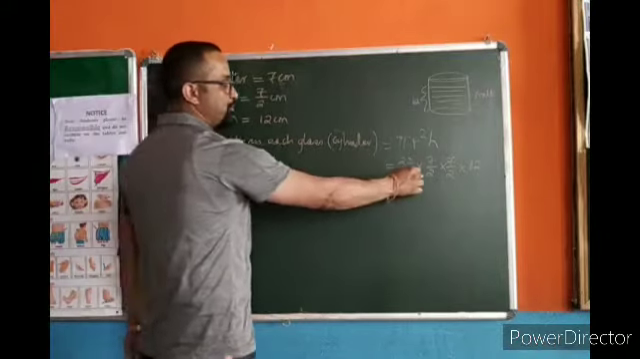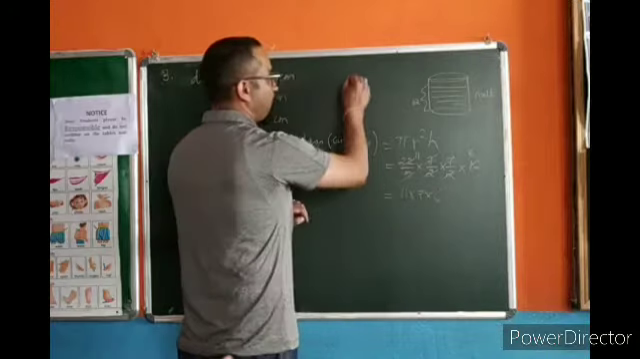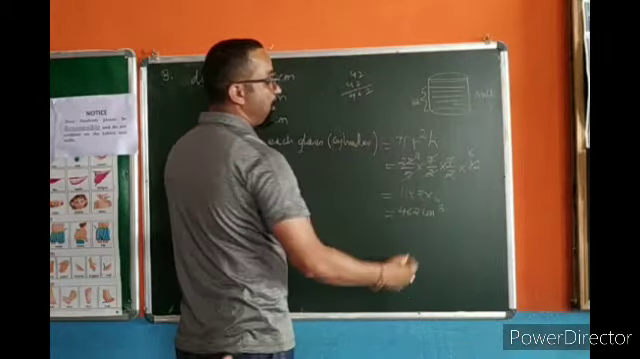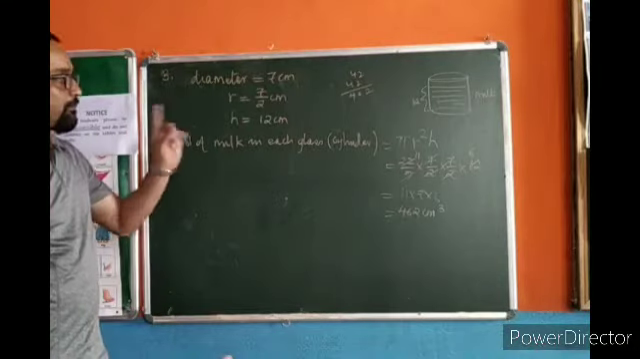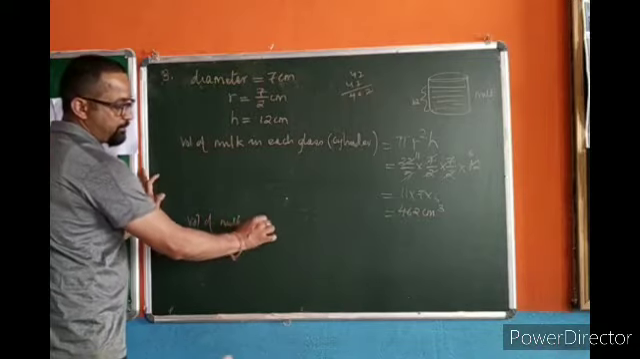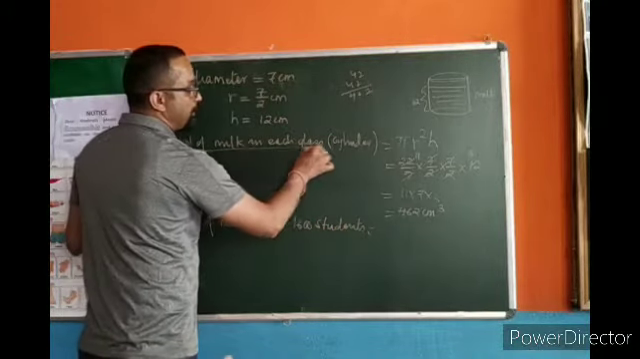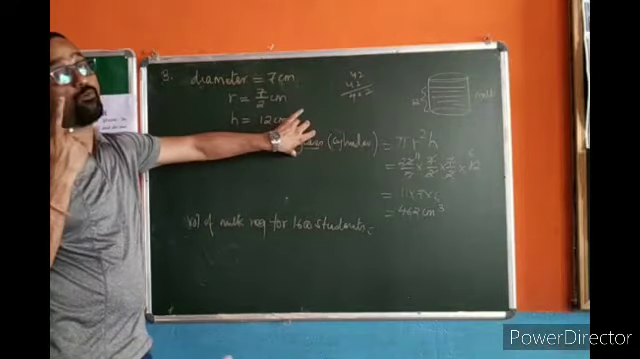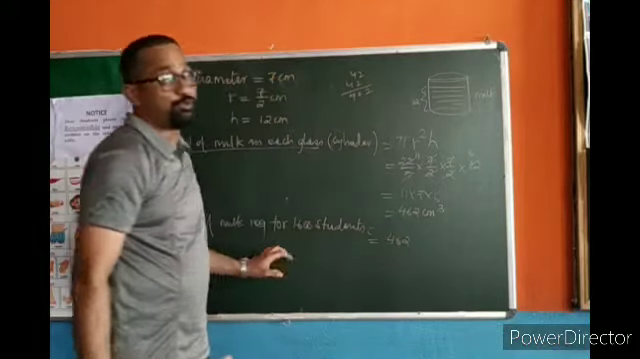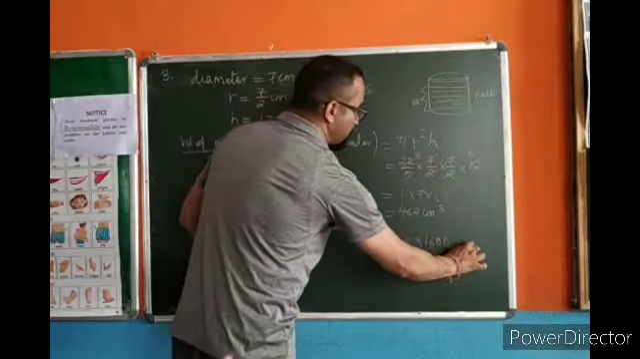Once you substitute, simplification is needed. 11 into 7 into 6, 42. It is 462 centimeter cube of milk in one glass. Now we calculate volume of milk required for 1600 students. One glass will be taken up by one student. So we have 1600 students. One student drinks 462 centimeter cubes, so 1600 will drink more, so you multiply it. Leave it like this, you don't have to do simplification.